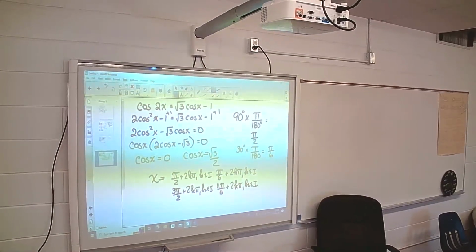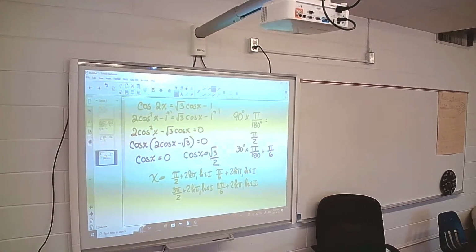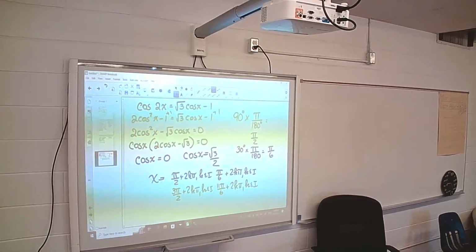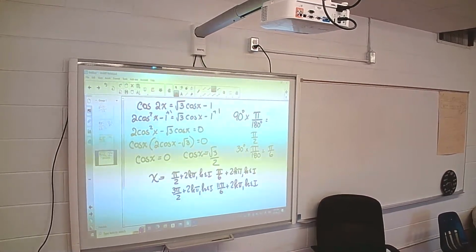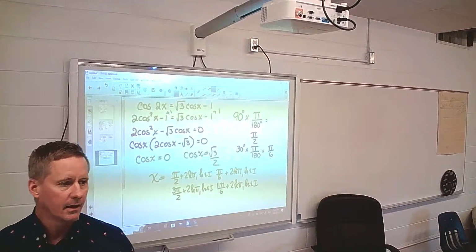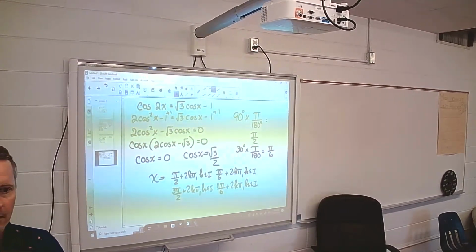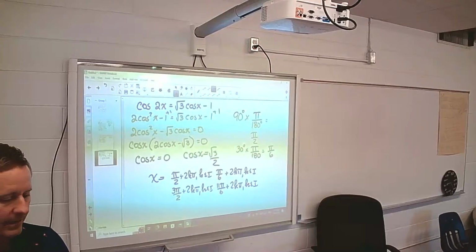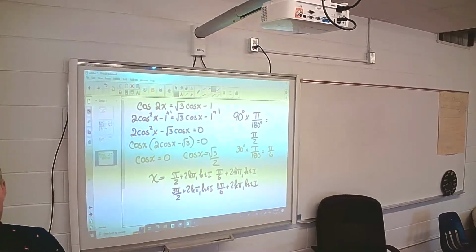Just 1 pi, right? So I could have done pi over 2 plus k pi, and that would have hit them all the way around. But I think it's easier to list all 4 of them and add 2k pi to it every time, and then you don't have to remember anything else at that point.